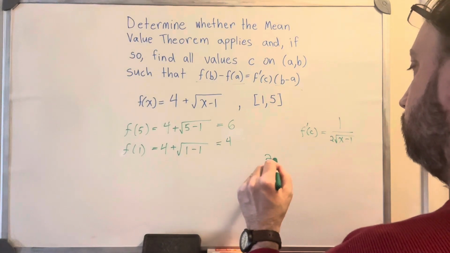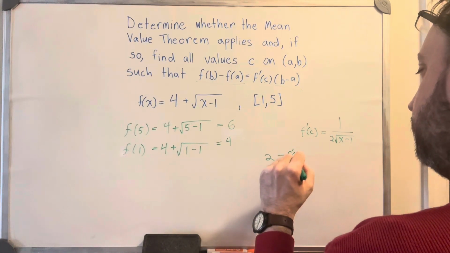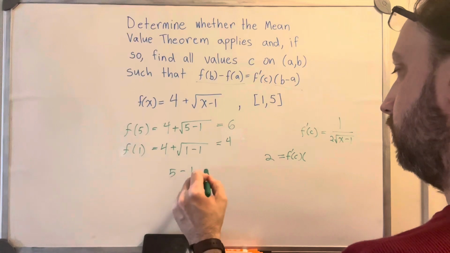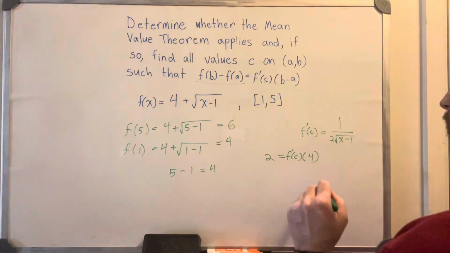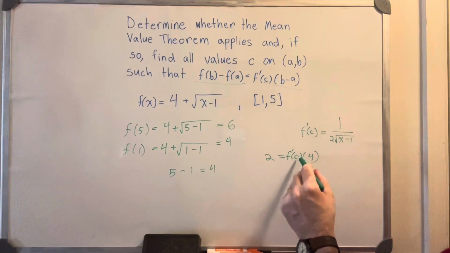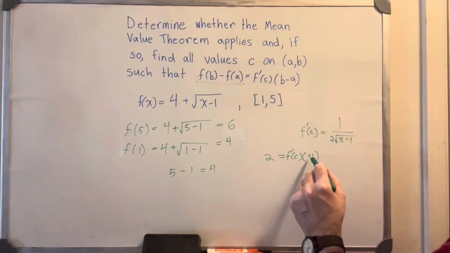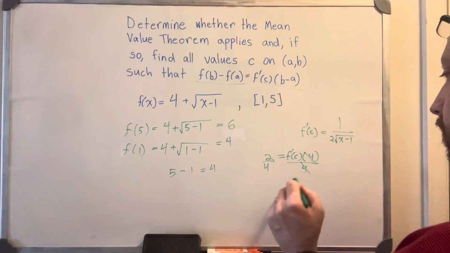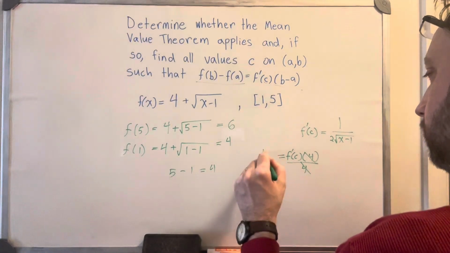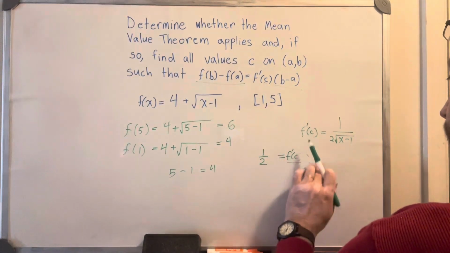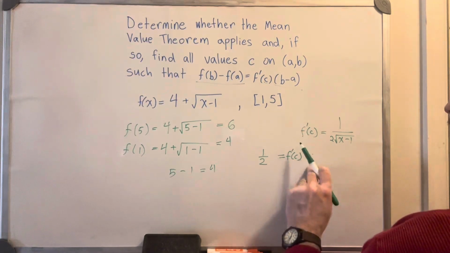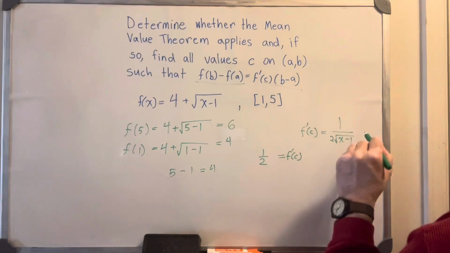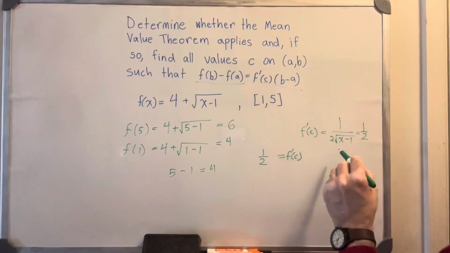is 2, which equals f prime of c times (b minus a). What is 5 minus 1? It's equal to 4. So we have 2 equals f prime of c for some value of c times 4. You just divide both sides by 4. 2/4 is 1/2. So we're saying that we want to find what values of c make this equal to 1/2.